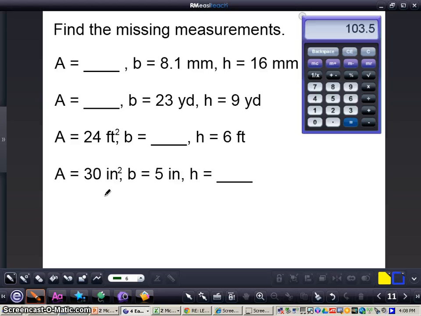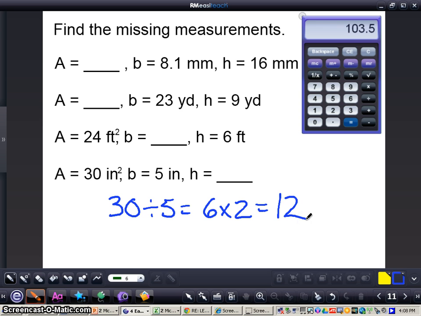So once again, the height is missing, or a measurement is missing, so we can take 30 and divide this by 5 still. That's going to give us the measurement of 6. However, we can take our quotient and multiply that by 2, which will give us 12. Okay, so the answer to my problem would be 12 inches. So if I had a triangle with a base of 5 inches and a height of 12 inches, it would give me the area of 30 inches squared.